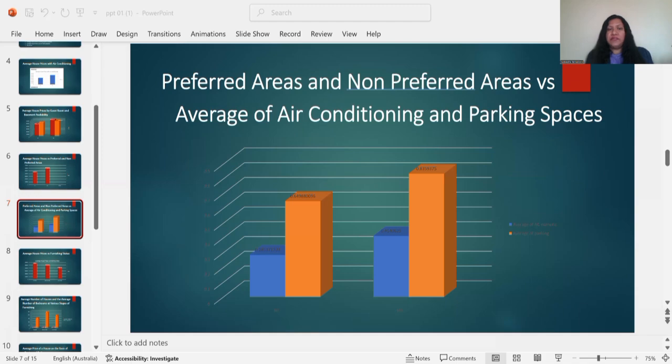This chart, preferred areas and non-preferred areas with average air conditioning and parking spaces, connects the relationship between location and amenities. It shows a strong positive correlation where properties in preferred areas have a higher average presence of both air conditioning, 0.41, and parking, 0.84, compared to non-preferred areas: air conditioning 0.28, parking 0.65. This suggests that the location premium is often tied to the availability of these features.